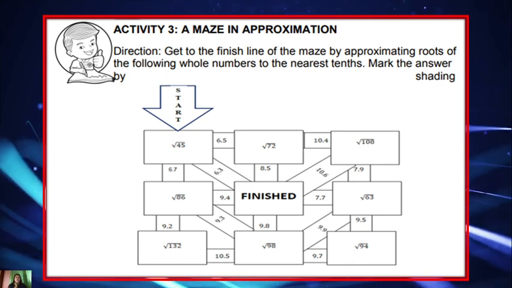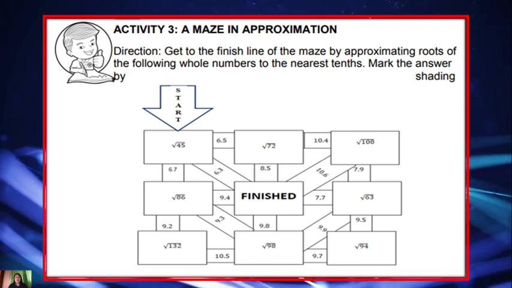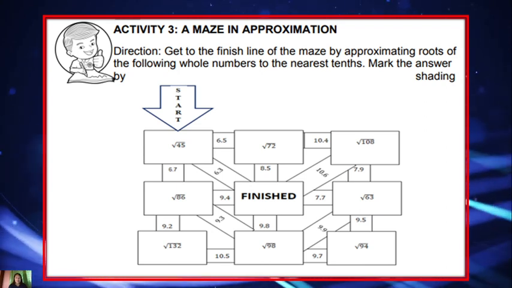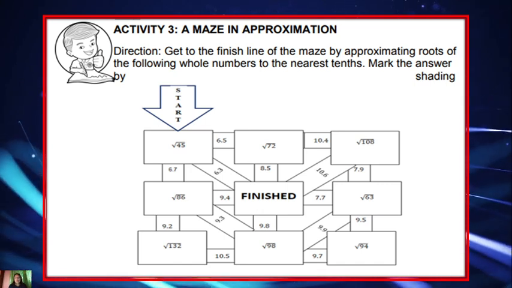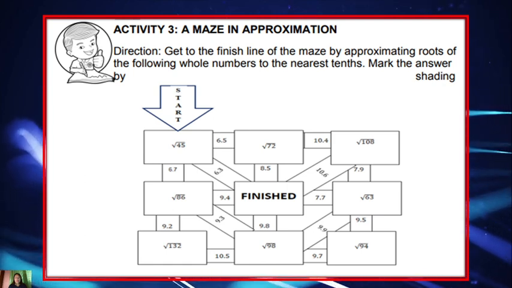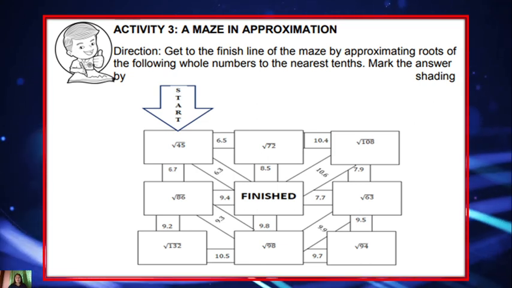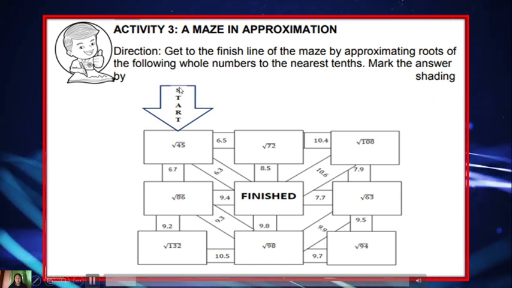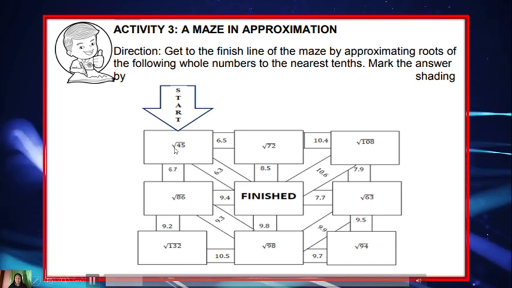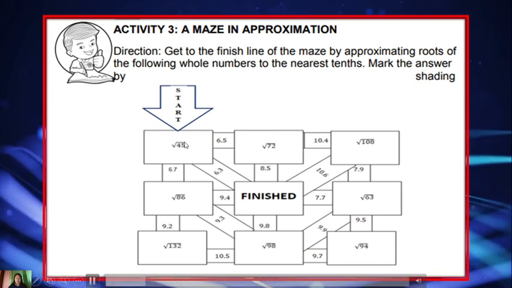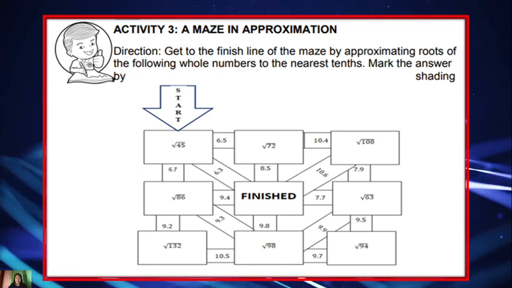Next, for activity number 3, that is a puzzle. The title is A Maze in Approximation. Okay, so what are you going to do? Get to the finish line of the maze by approximating roots of the following whole numbers to the nearest tenth. Mark the answer by shading. Okay, so you are going to start here. Dito. Okay, and the first radical is square root of 45.